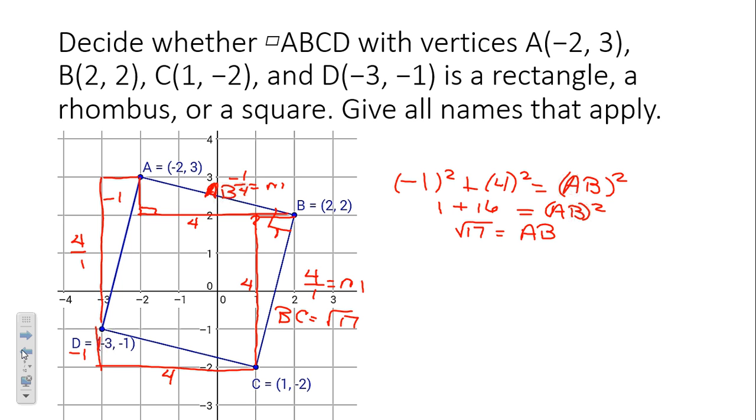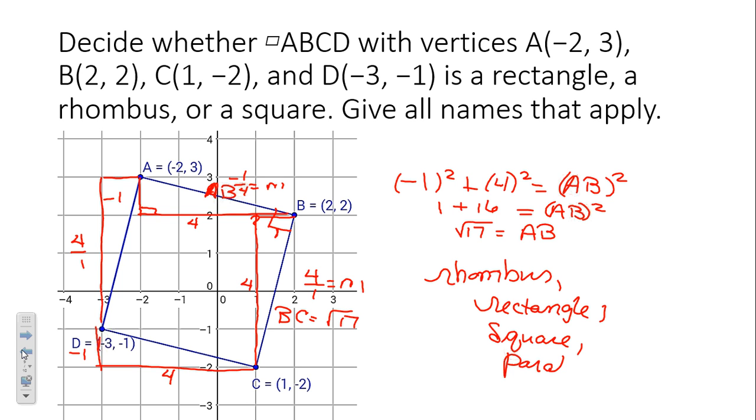So what kind of figure do we have? We have a rhombus. You told me earlier it was a rectangle. And parallelogram I like, and also square. Make sense? Distance formula, slope. Yes.